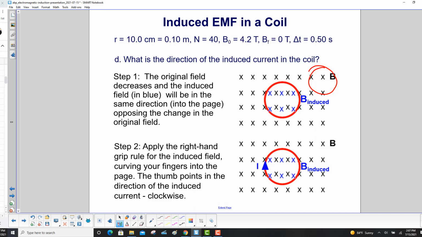Apply the right-hand grip rule for the induced field. Curving your 4 fingers into the page within the loop, making sure you use your right hand, your thumb should be pointing in that direction. That means the direction of the induced current, the same as the direction of the thumb, is clockwise.